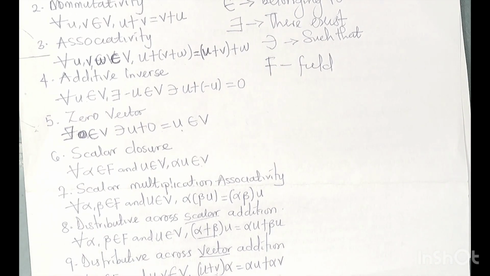Now we want to see an example on this vector space. So when do we say something is closed under an operation? That is what we are going to be seeing in the next example.